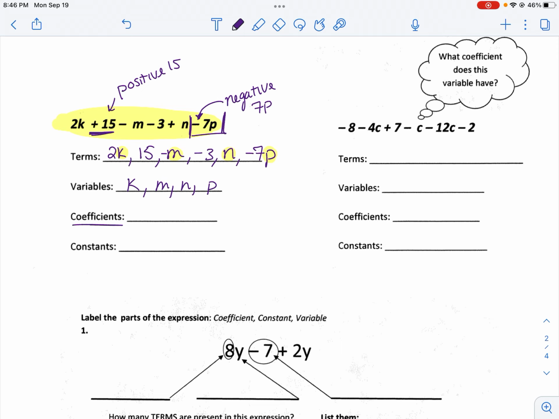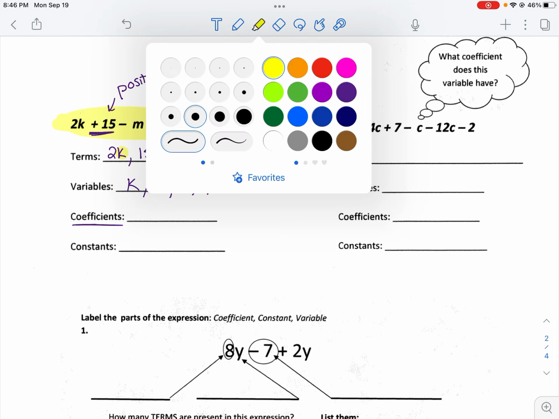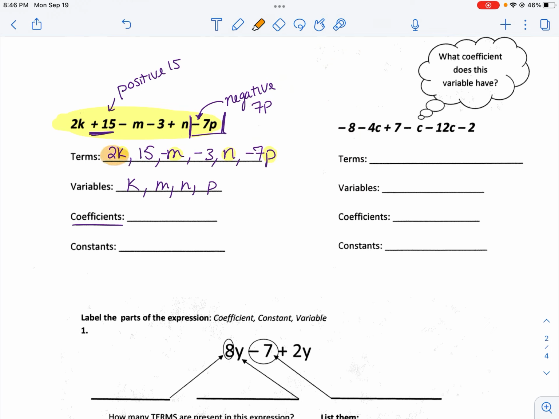The coefficients are the numbers in front of the variables. So I'll start with the first one, 2k. Well, the number in front of that variable k is 2, so 2 is considered a coefficient. Then we get to negative m. There's no real number in front that you see, but if you see just a negative sign there, we're assuming there's a negative 1. So negative 1 is the coefficient.